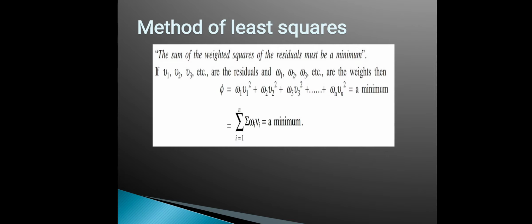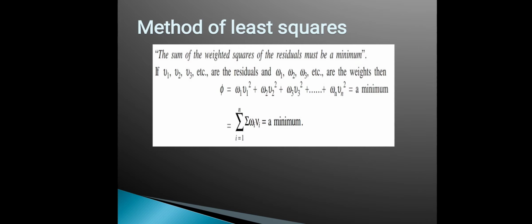In various process to find out the most probable value, one of the method is method of least square, and that is what we are asked to do in the question. In this method, it states that the sum of weighted squares of the residuals must be minimum. Like V1, V2 and V3 etc. are the residuals and W1, W2, W3 are the weights. Then phi equal to W1 V1 square, means weight multiplied by square of the residuals, should be minimum.